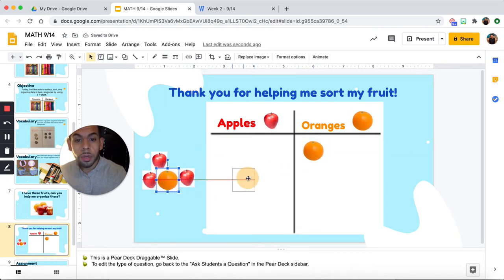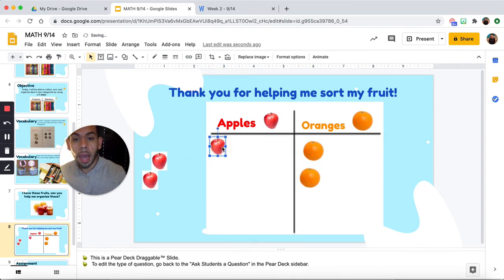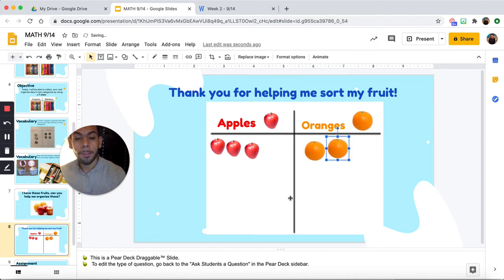Orange, orange, apple, apple, apple. We just sorted them on a T chart, right? So we sorted them because they're the same. So we put all the apples together. We sorted the apples and then we sorted the oranges. We put the oranges together because they're oranges, right?